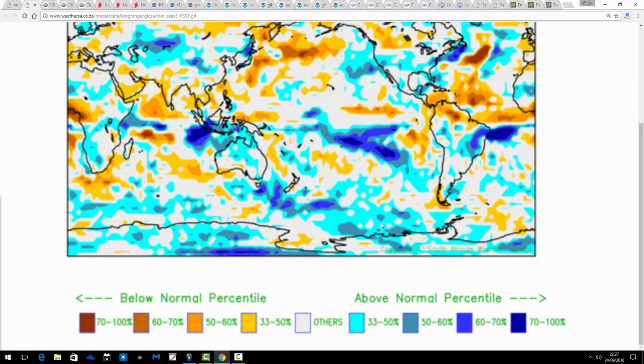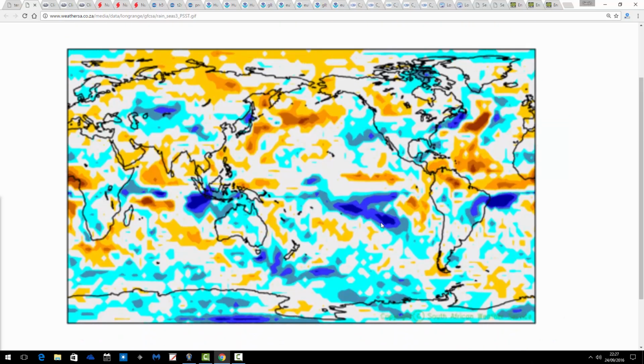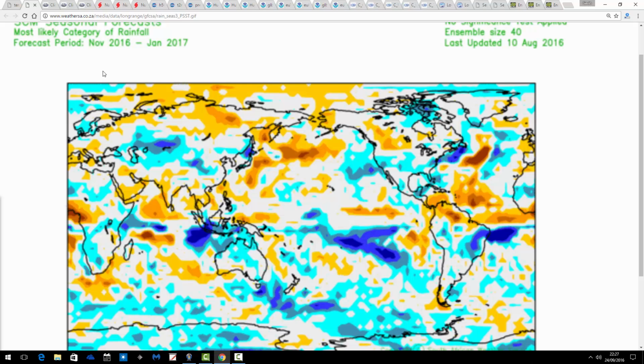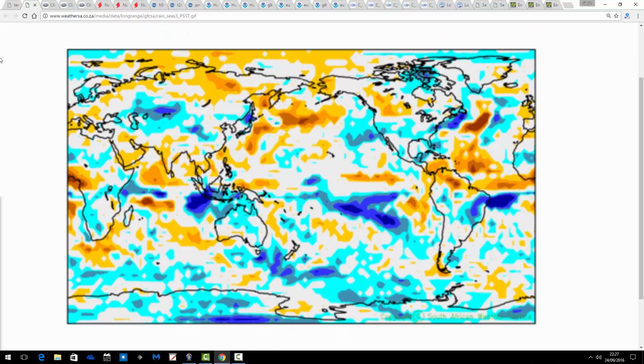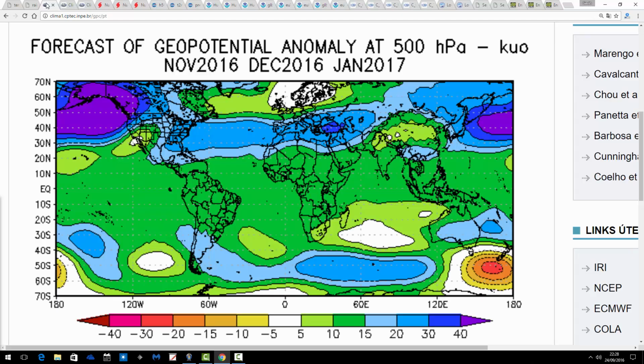Let's just check the scale. There we go. Yes, it's below normal. So I just have to reassure myself that I'm interpreting these models right when I use it for the first time. So it's going for a milder and drier than average November to January. Remember, this isn't a full winter forecast period yet, but for November to January, it's seeing milder and drier than average conditions.